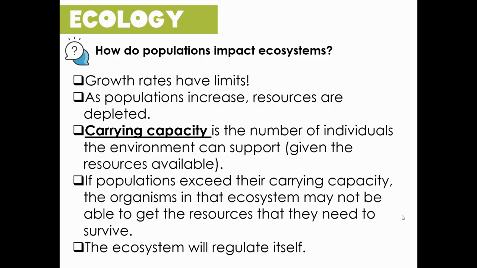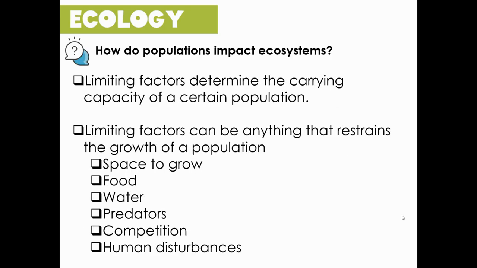So as populations increase, resources are depleted, resources are used up. And so we have this term called carrying capacity, which is the number of individuals that the environment can support given the resources that are available. So if populations exceed their carrying capacity, the organisms in that ecosystem may not be able to get the resources that they need to survive. And so the ecosystem will sort of regulate itself. If it rises above carrying capacity, it won't do so for long because of the number of resources. They'll be depleted, and then organisms will start to die off.